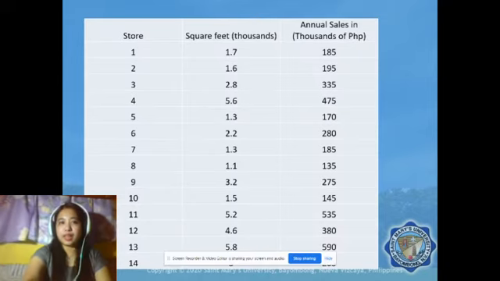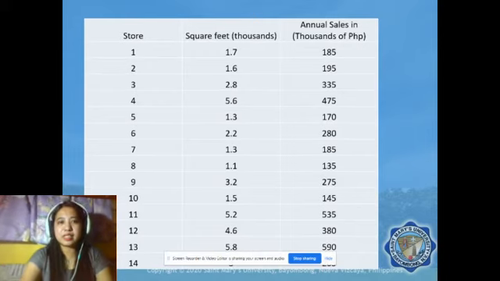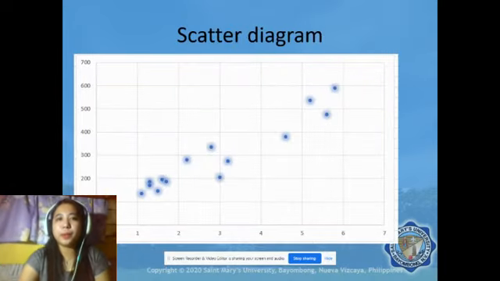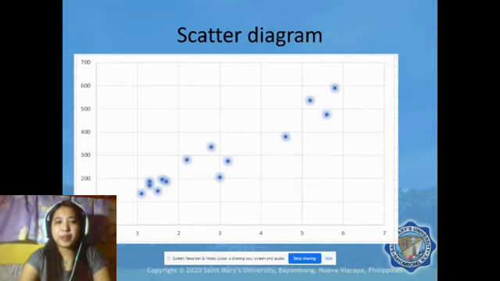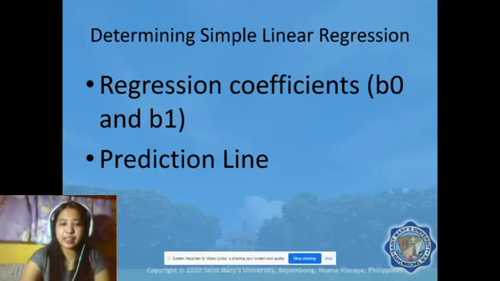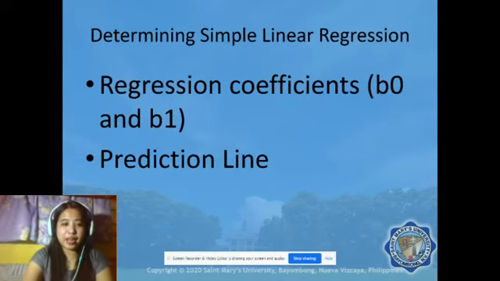So this is now the data. Stores 1 to 14, given the size in square feet thousands, and the annual sales is also in thousands of pesos. What we need to do is first generate the scatter diagram. And then we will generate the regression coefficients, which are b sub 0 and b sub 1, as well as the prediction line.